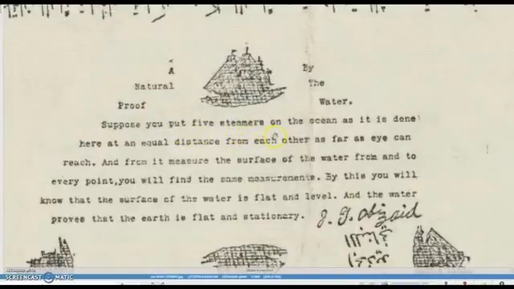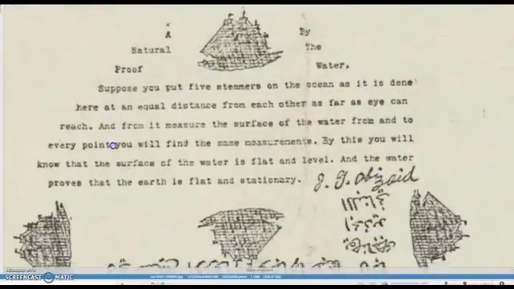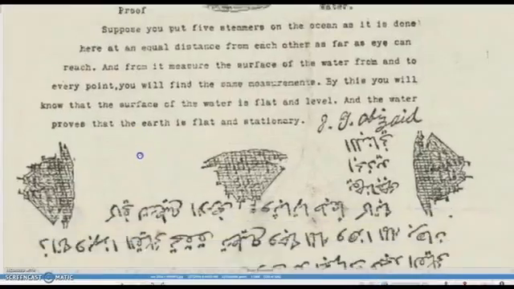Suppose you put 5 steamers on the ocean, as it is done here, at an equal distance from each other, as far as the eye can see, and from it measure the surface of the water. From and to every point you will find the same measurements. By this you will know that the surface of the water is flat and level, and the water proves that the earth is flat and stationary.